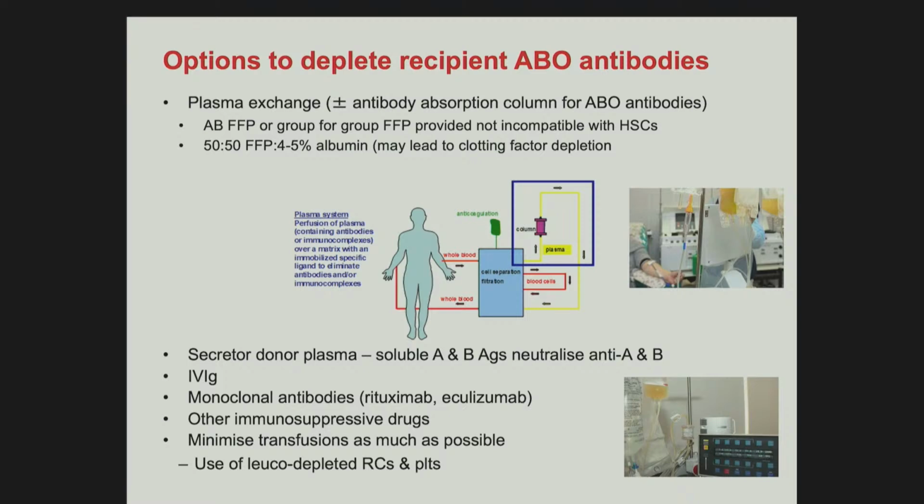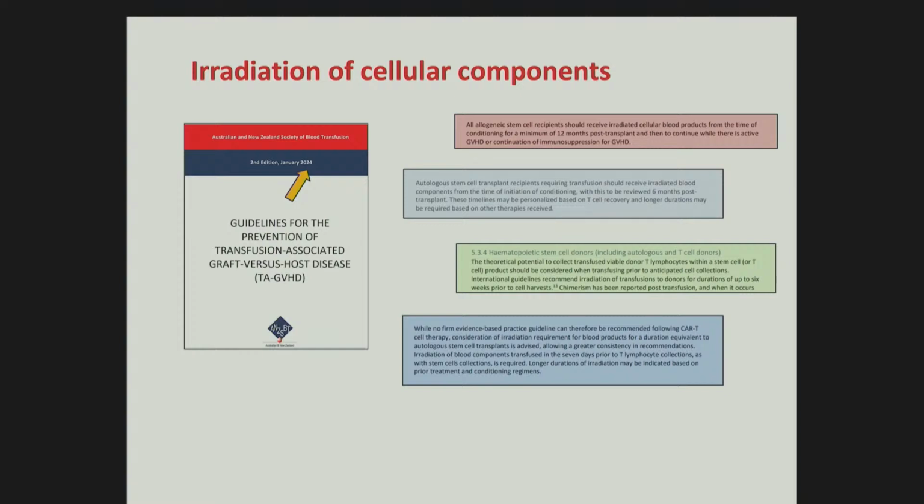Remember I said about 80% of people secrete soluble A and B antigens in their plasma, so that you could use plasma plus other immunosuppressive agents. Now, what about the use of irradiated products?